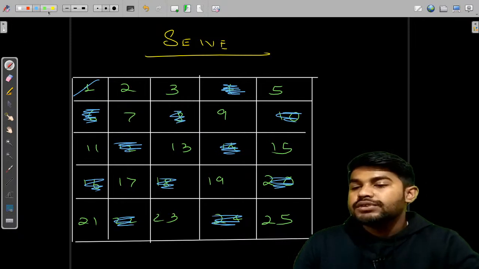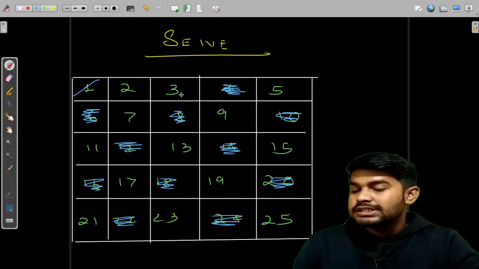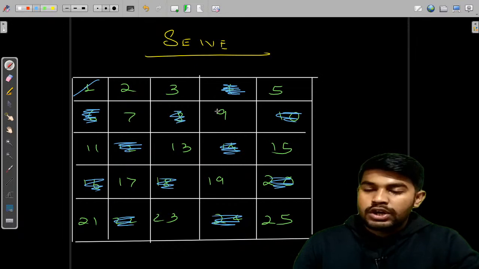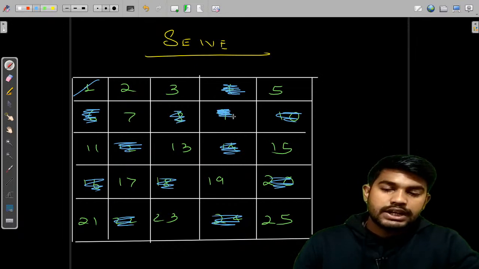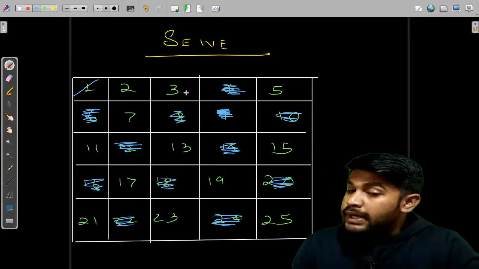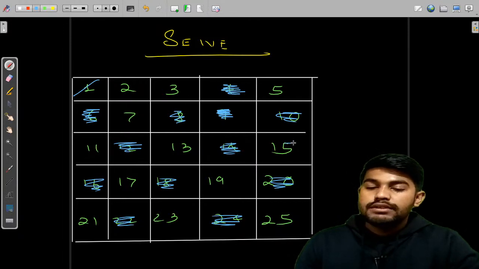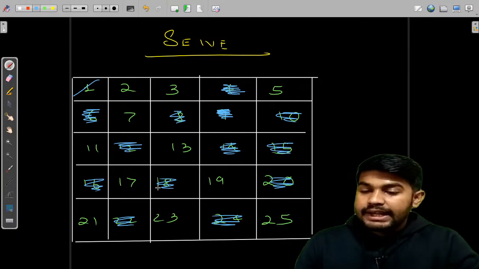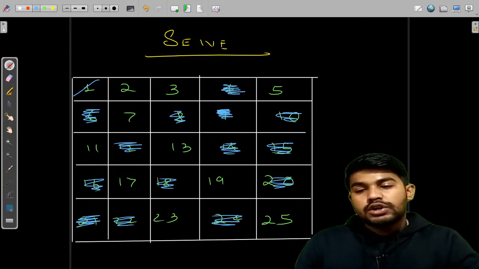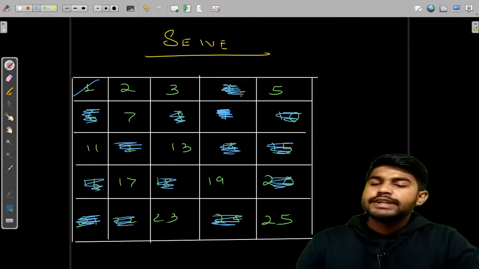Then we come to 3. 3's next multiple is 6, which is already cancelled out by 2. The next multiple is 9, not cancelled out, so we would start cancelling out. Whatever is not marked till now, we would consider it, but the multiples of them would be eliminated. Then 12, then 15, then 18, then 21, then 24, which is already marked. So till now we have 2 and 3. 4 is marked, so we won't touch it. We already know that it has been marked.